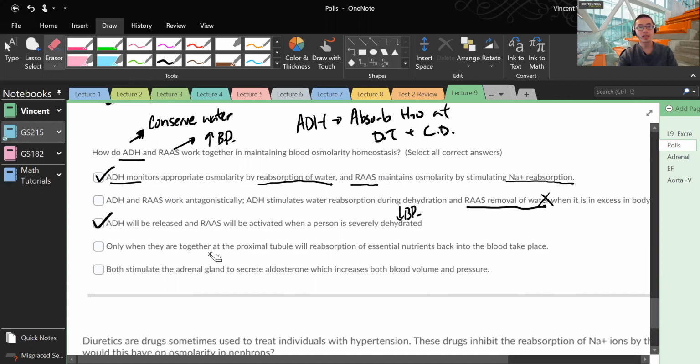Only when they are together at the proximal tubule will reabsorption of essential nutrients back into blood take place. That's not true. They are independent of each other. The mechanism is completely different. Both stimulate the adrenal gland. That's not true. ADH does not have anything to do with the adrenal gland. Only the RAS does. So the first one and the third one are the correct answers.